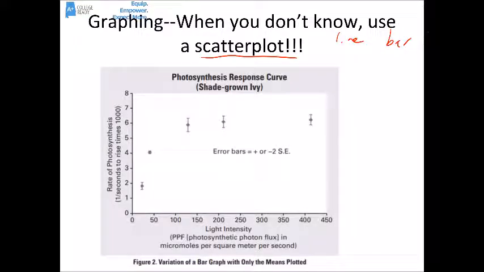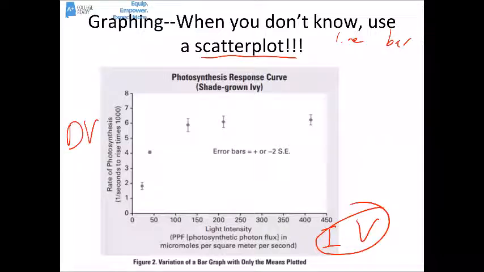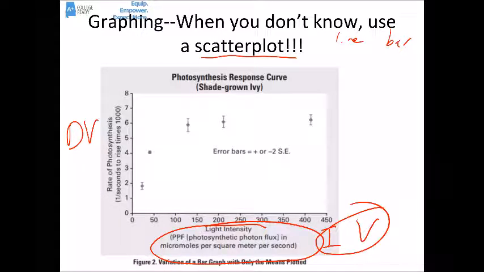Something else I want to talk about is what goes where in your graph. Remember that your independent variable always goes on the x-axis. That's the thing that you're intentionally manipulating during your experiment. You're changing it to see what effect it has on other things. That's your independent variable. It always goes on the x-axis. Your dependent variable, on the other hand, the thing that changes because you changed this thing, goes on the y-axis.